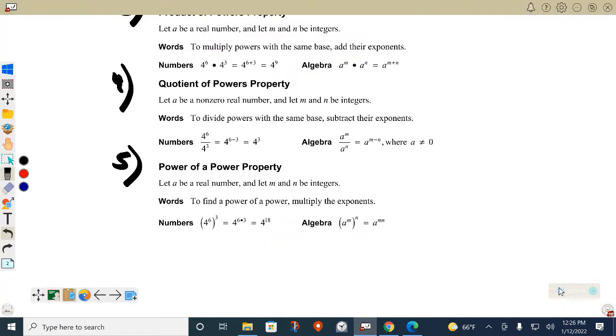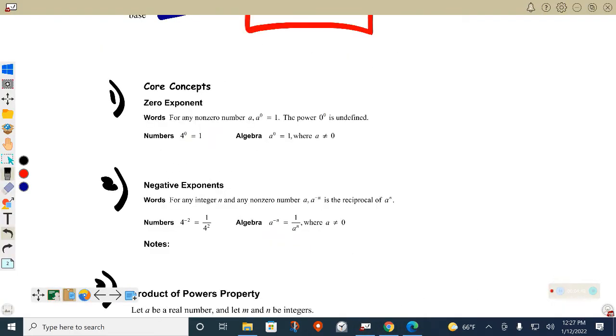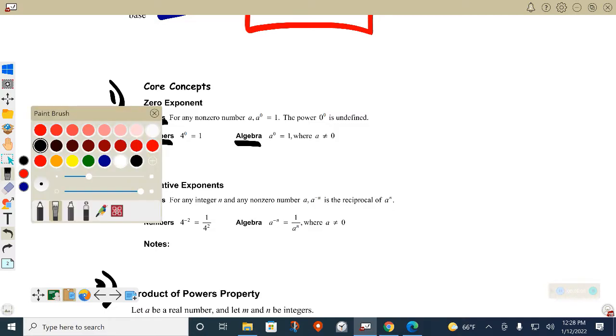All right, so we have 7 rules. Each rule is described in different ways. Each rule is described in words, in numbers, or with algebra. When I say algebra, I'm talking about variables, letters. But every rule is just described in three ways, with words, numbers, and algebra. They all mean the same thing in a different way. Let me show you what I mean.